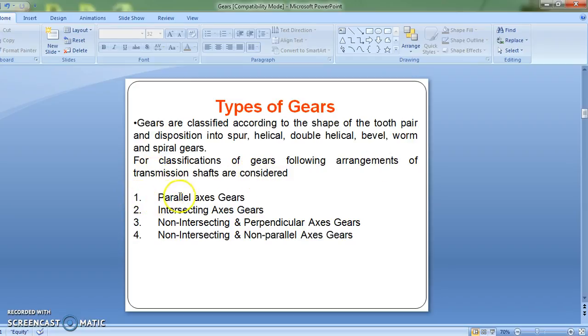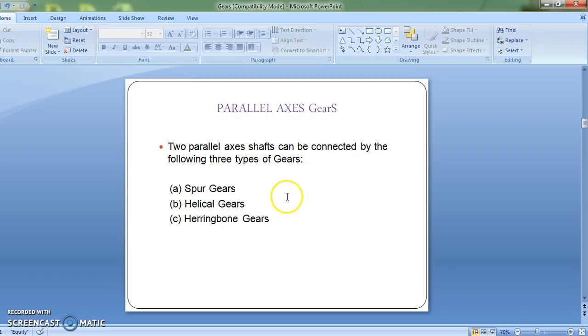For classification of gears, the following arrangements of transmission shafts are considered. Number 1. Parallel axis gears. Number 2. Intersecting axis gears. Number 3. Non-intersecting and perpendicular axis gears. And number 4. Non-intersecting and non-parallel axis gears. These gears are discussed step by step.